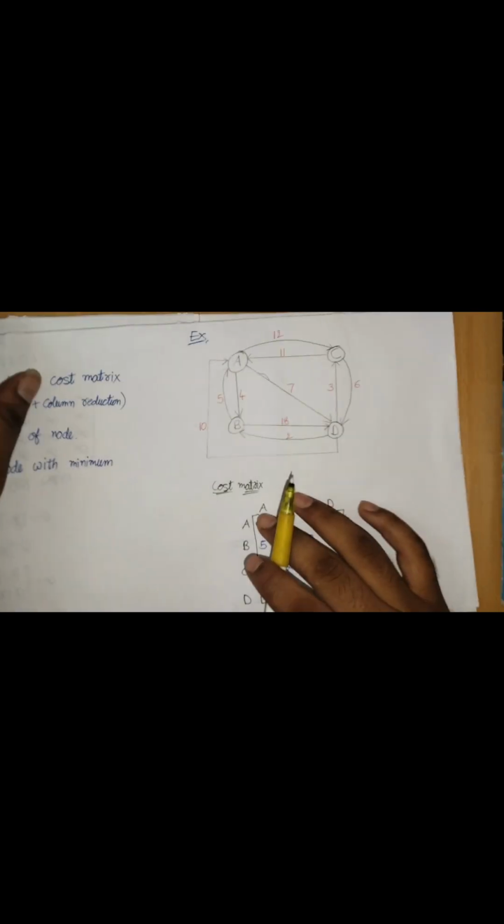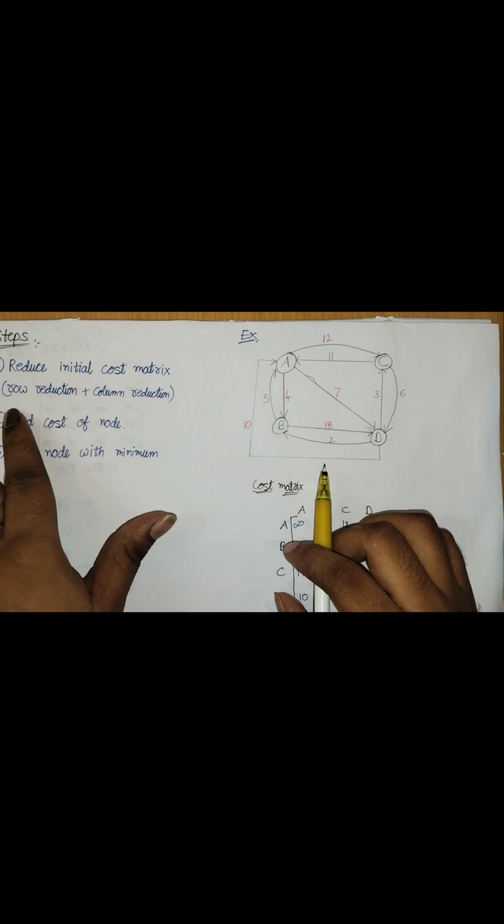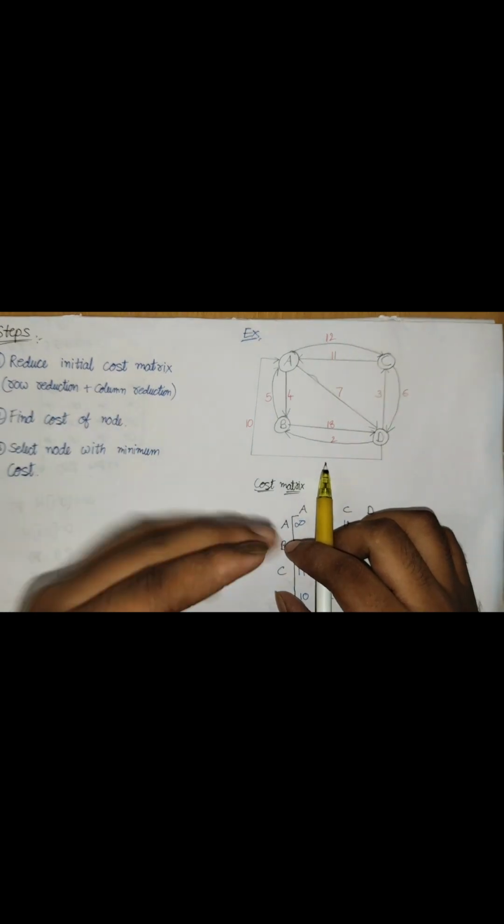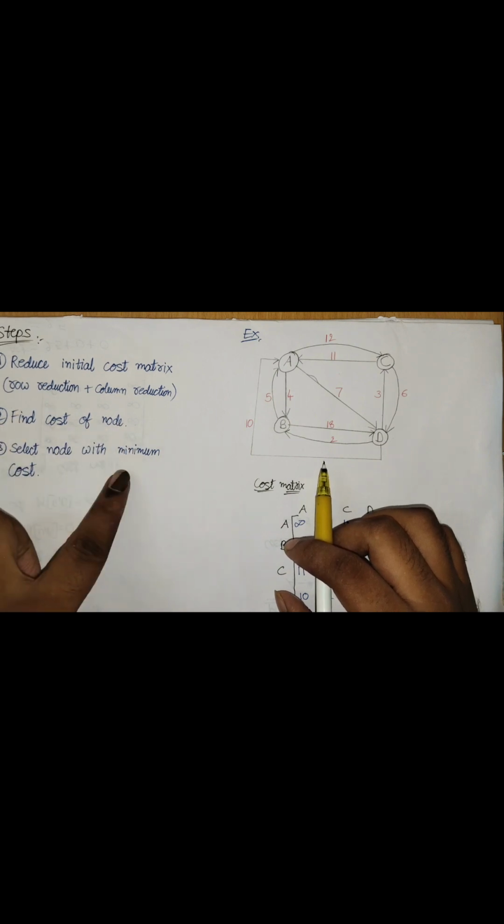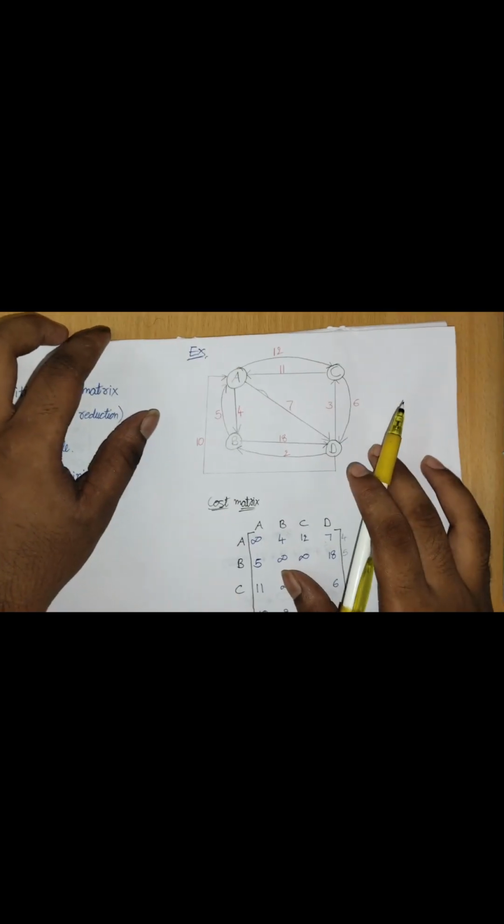Now let's see the approach, how the traveling salesman problem will be solved. The first step is to reduce the initial cost matrix. You have to reduce the rows and you have to reduce the columns. Let's discuss this in the example. Then find the cost of each node, and select the node with the minimum cost. Now let's discuss each and every step using this example.